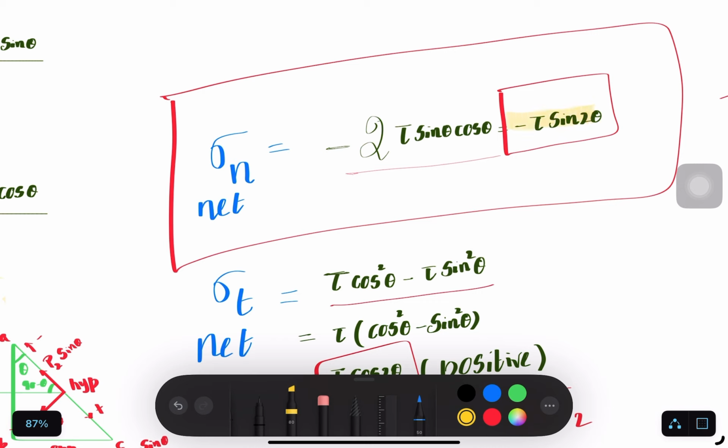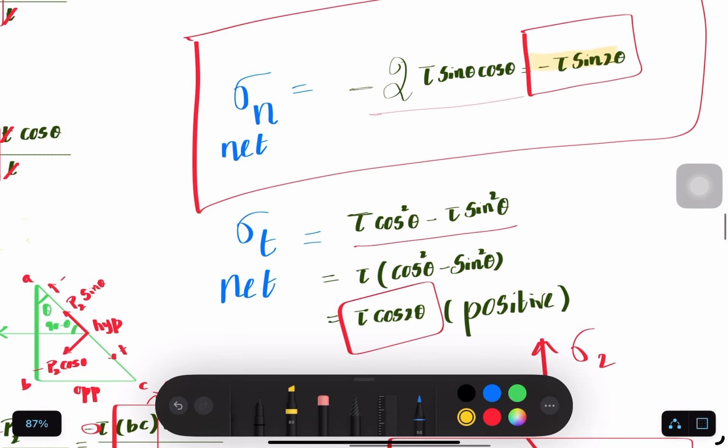normal load. And the expression for the net tangential load is, of course, due to P1 and also due to P2. So these two terms. So you can pull tau outside, and cos square theta minus sine square theta can be written as cos 2 theta. So this one. Okay.